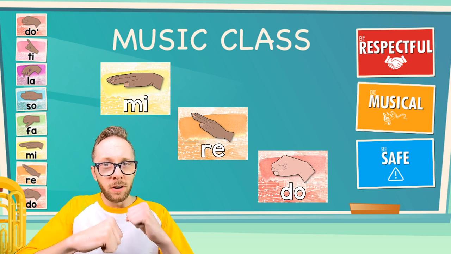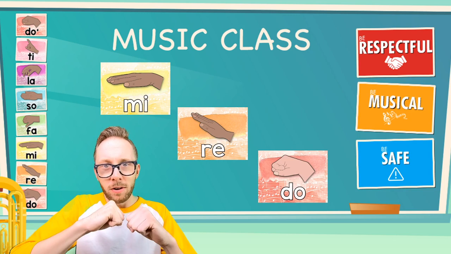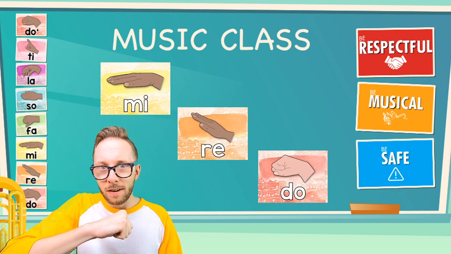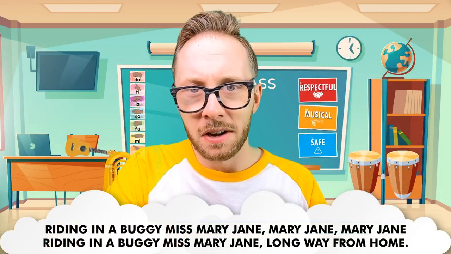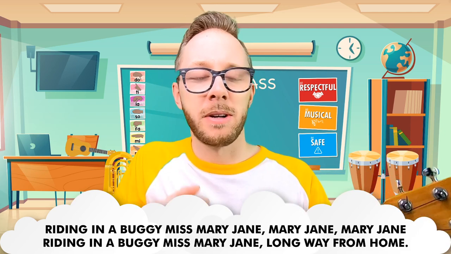Do, do, do, do, do, do, do, mi, mi, mi. Re, re, re. Mi, mi, mi. Do, do, do, do, do, do, do. Mi, mi, mi. Mi, re, mi, do. And that, of course, is Riding in a Buggy. Let's sing, shall we?